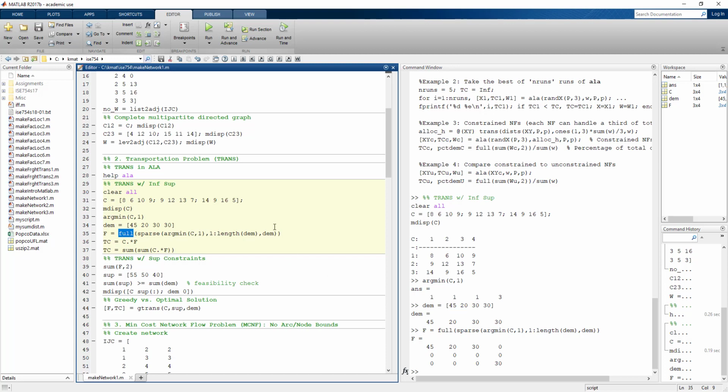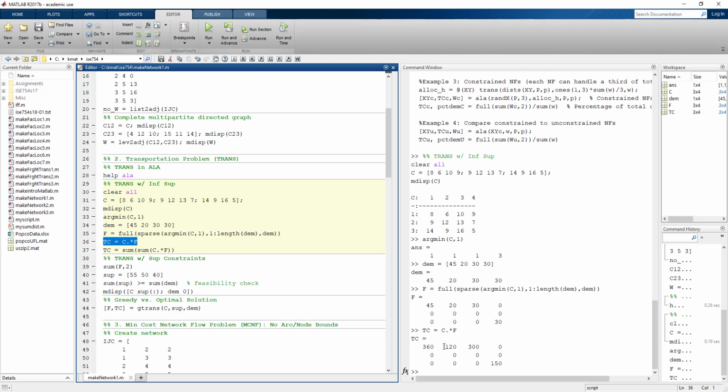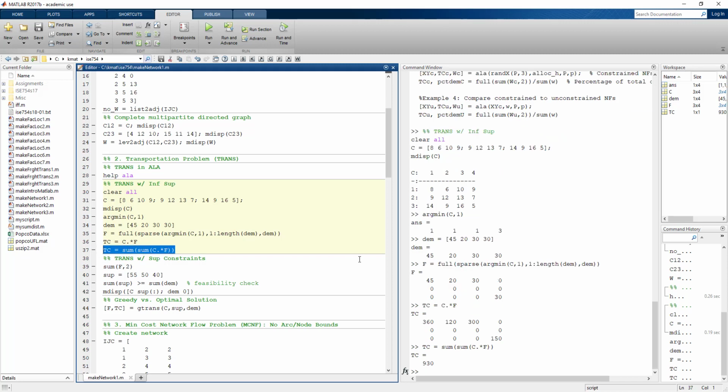What's convenient then is I can take that, multiply element by element the C's and the F's, and then the zeros that are in the F zero out the cost. So if I want to get the total cost, I can just sum up all the rows and columns and end up with a total cost of 930. So that's my cost where I have infinite supply, where there are no restrictions relative to the cost.